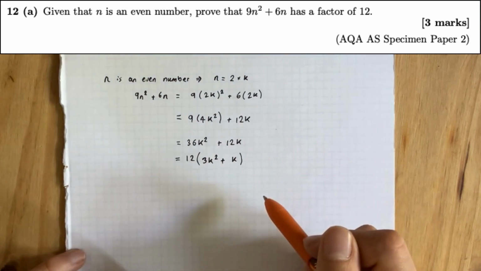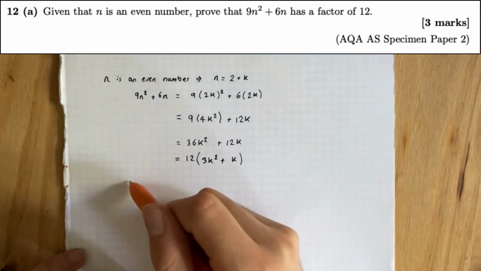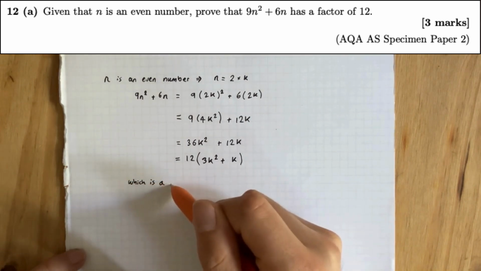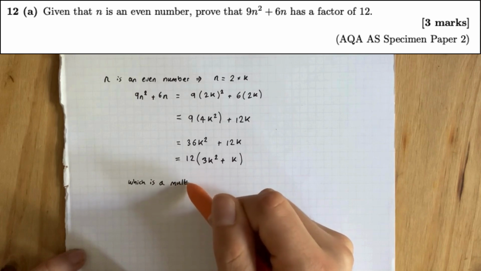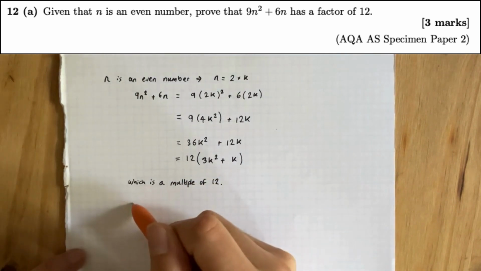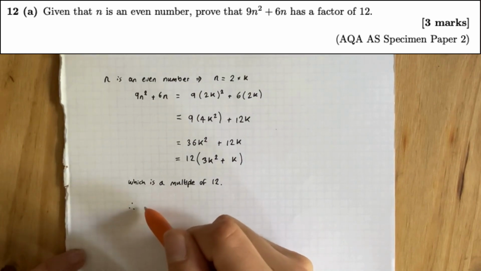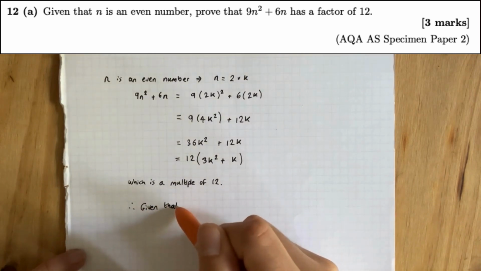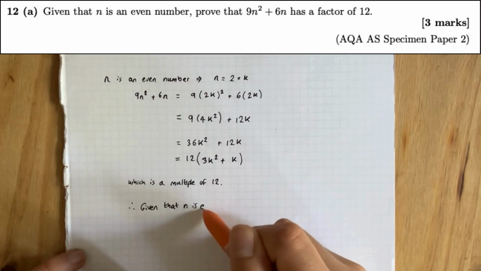Because it's 12 times something that must be an integer, 9n squared plus 6n must be a multiple of 12. And we know if something's a multiple of 12, then it must have a factor of 12. And therefore, if n is an even number, 9n squared plus 6n must have a factor of 12.